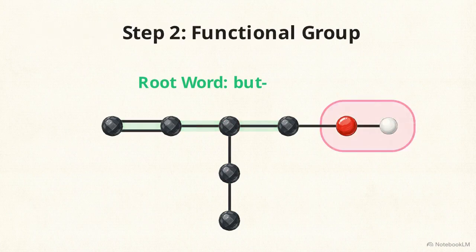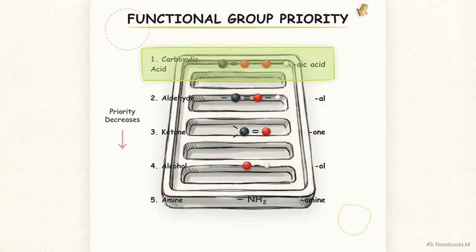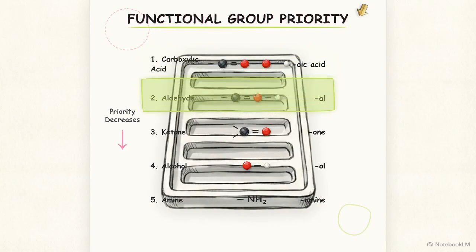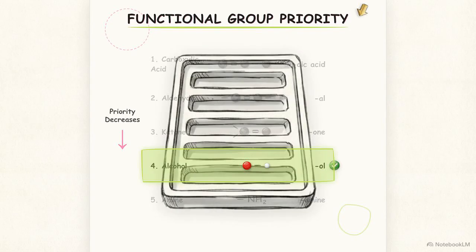Step 2 is identifying this group for our suffix. Here, the OH alcohol group gives the suffix "ol." If a molecule contains several functional groups, we use a priority list to choose the suffix. A carboxylic acid outranks an aldehyde, and an aldehyde outranks an alcohol. The group with the highest priority determines the end of the name.